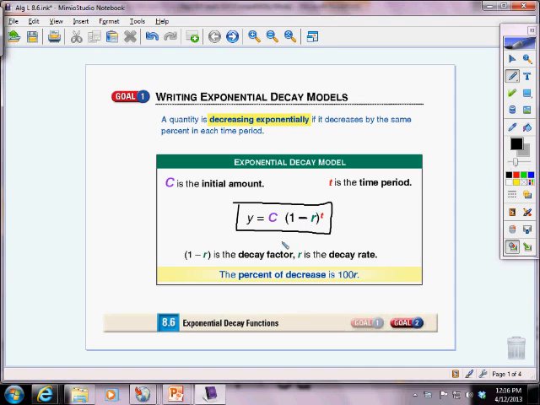This is the only difference. There is a minus. C is still our initial amount, t is a time period, and this 1 minus R right here, that is the decay factor.